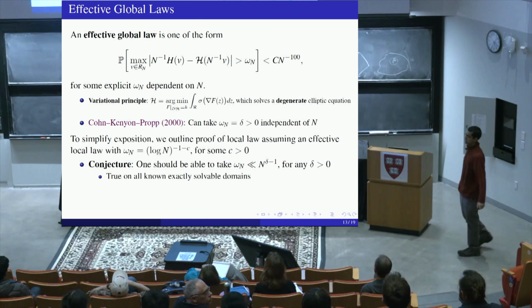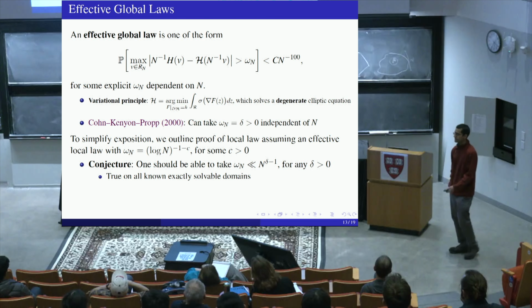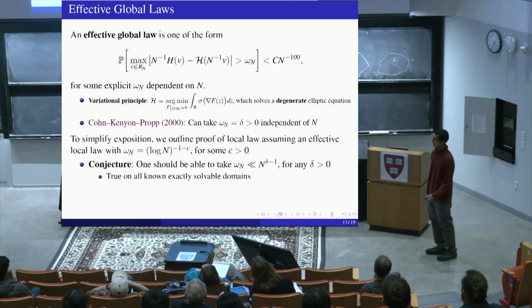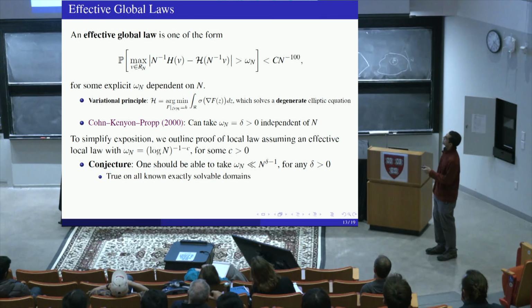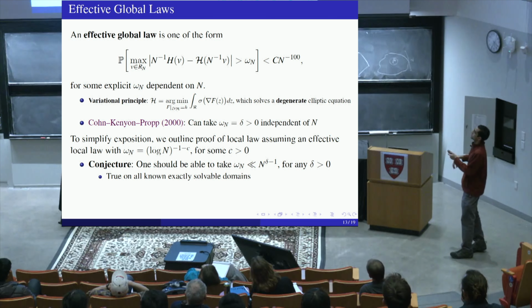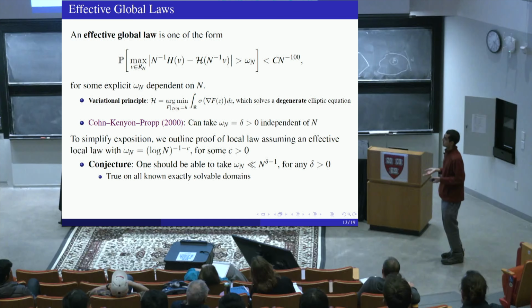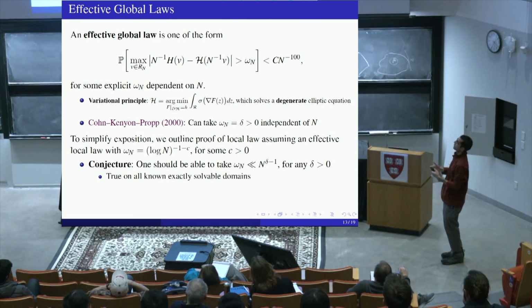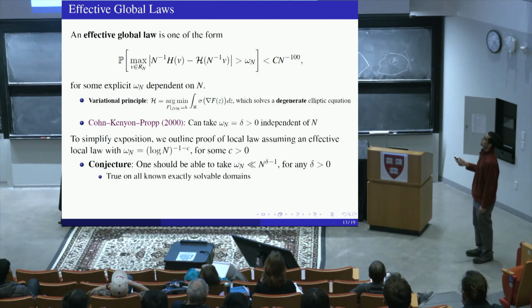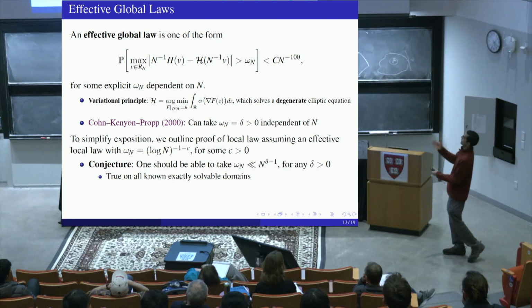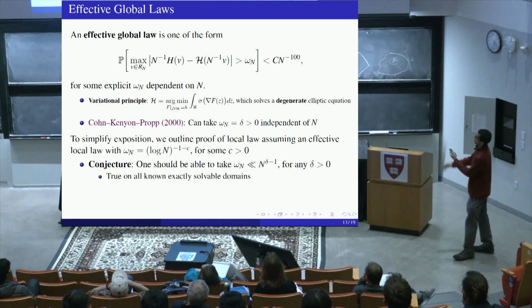Let me set this up in a little more detail. I'll give you some terminology: an effective global law. I know from the law of large numbers that if I scale down this random h by n, I should get a limit shape. It should converge to this with high probability. An effective global law makes that effective, with an explicit error rate. It says that if I scale down the random height function by n, it's within the limit shape by some explicit quantity omega of n, with very high probability.